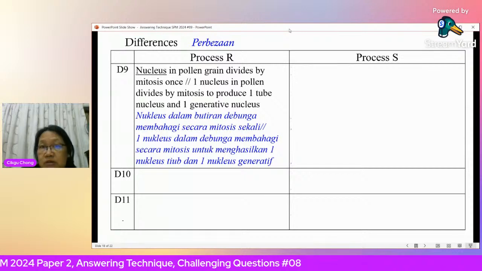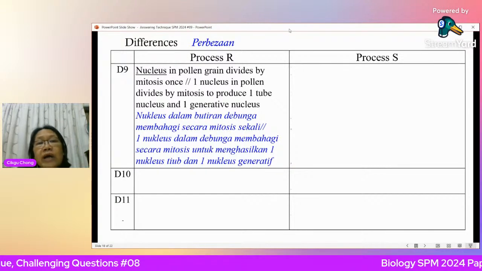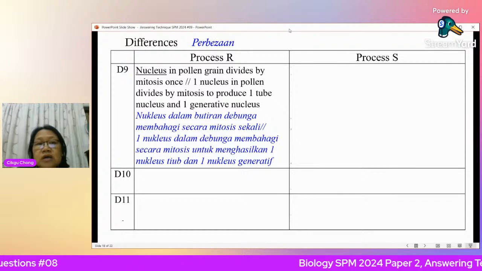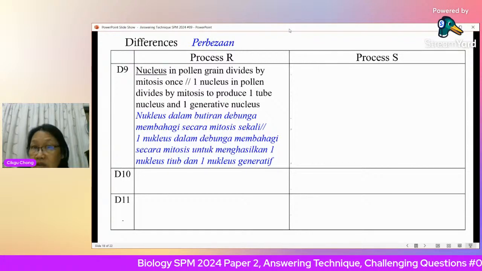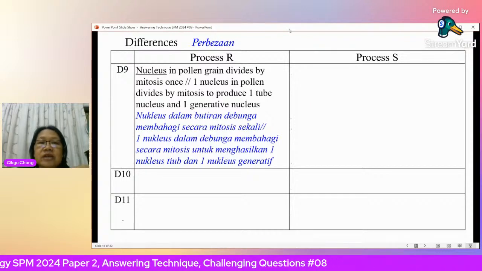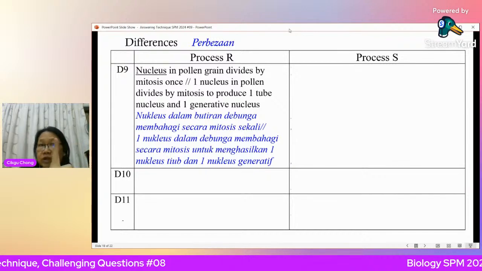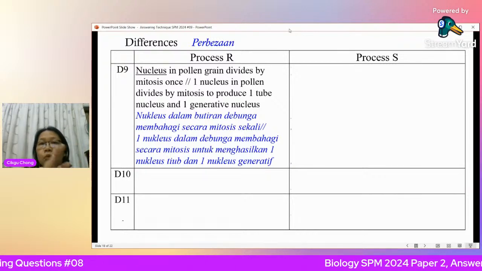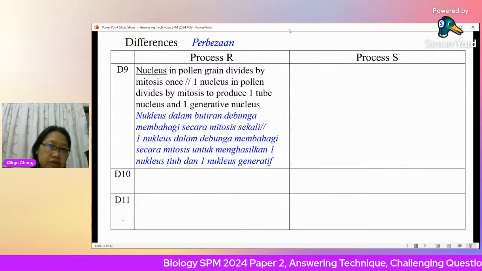Okay, after the meiosis, mitosis will occur, but only once. Or you say one nucleus in the pollen tube, in the pollen, divides by mitosis to produce one tube nucleus and one generative nucleus. Okay, so after undergoing mitosis, from one nucleus you get 2 nuclei. One becomes the tube nucleus, the other is the generative nucleus.